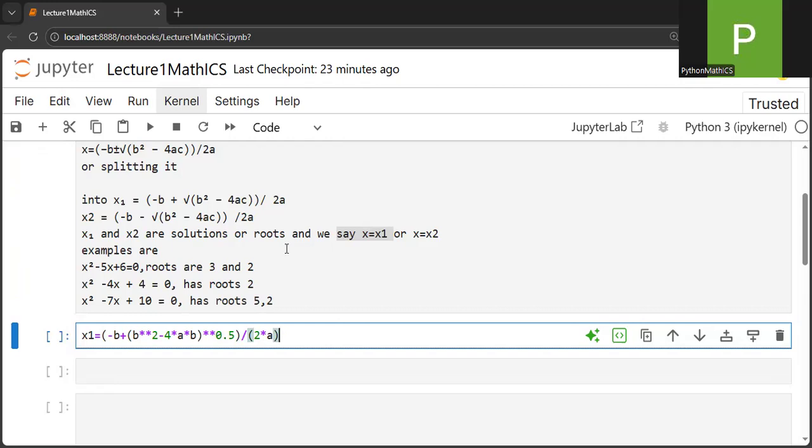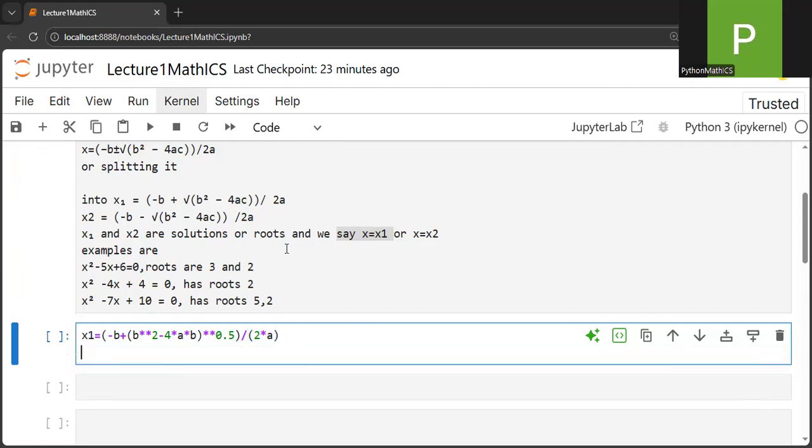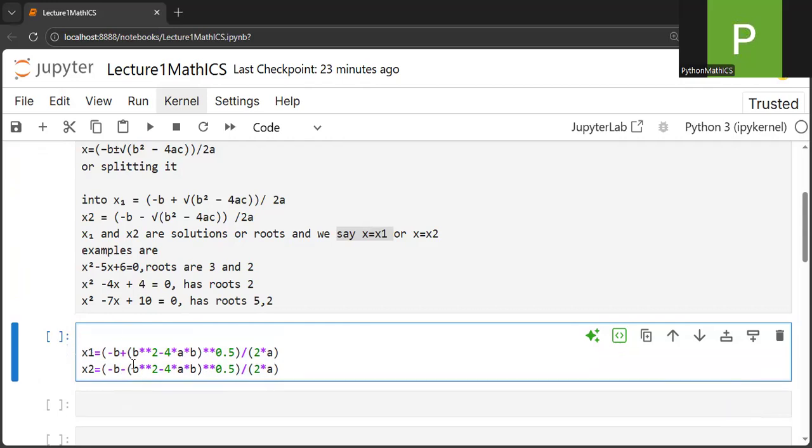Now I copy paste it and write for the second solution, which is denoted by x2. And we know the only difference between these two is just that here we have the negative sign. Now we understand that to solve this equation, we need these values a, b, and c.